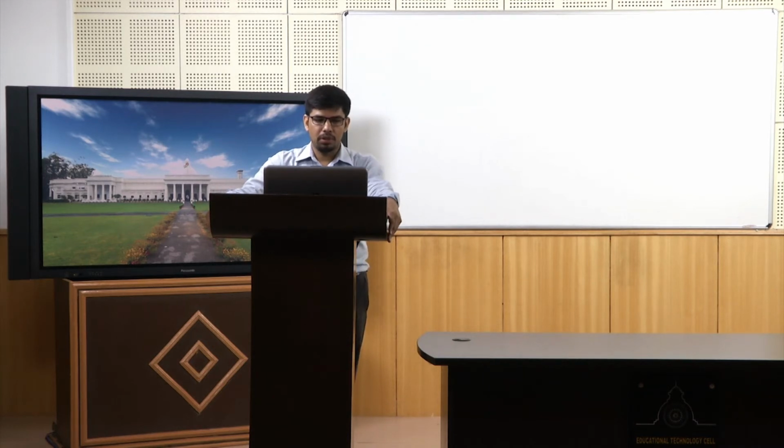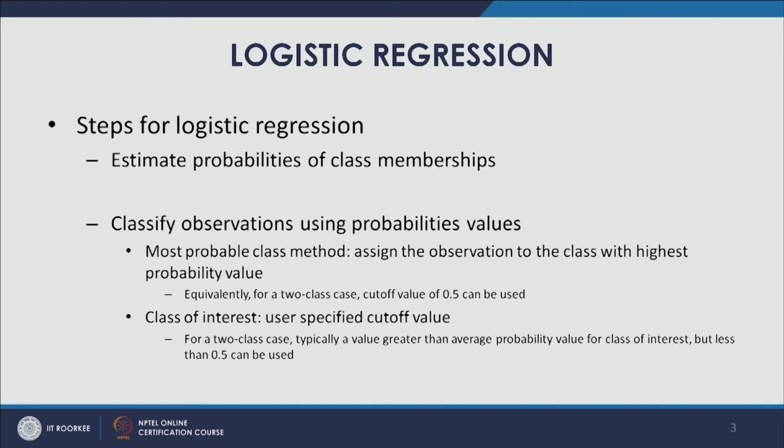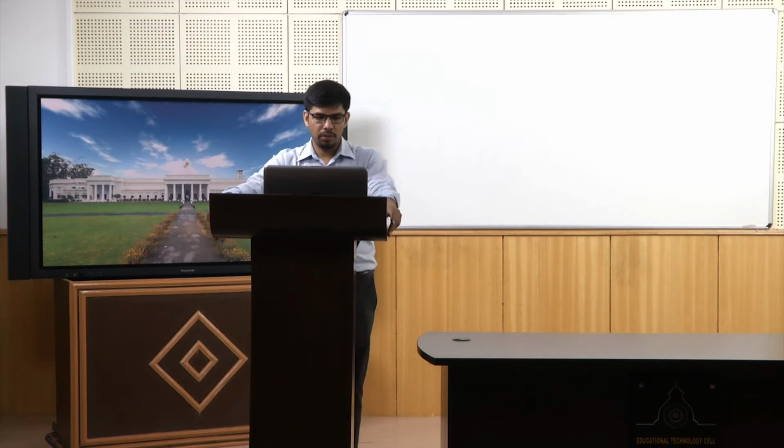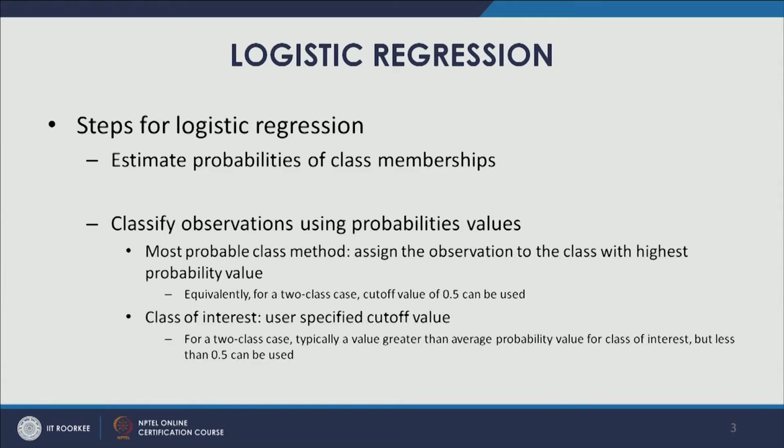So, what are the steps for logistic regression? First, because this is typically for a classification task, we estimate probabilities of class membership. If it is an M class scenario, we would like to estimate probabilities of belonging to class 1, class 2, and up to class M. If it is a 2 class scenario, we would like to estimate the probabilities of a particular observation belonging to class 1 and class 0. So that becomes the first step. Then the second step is classifying observations using these estimated probabilities.